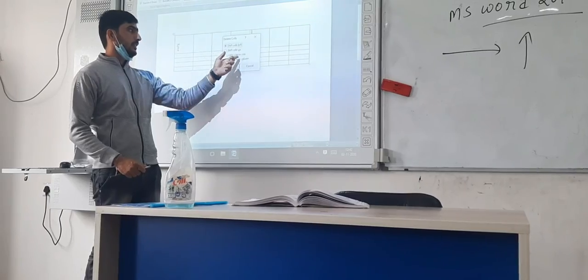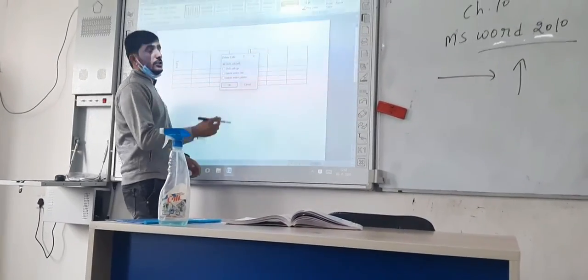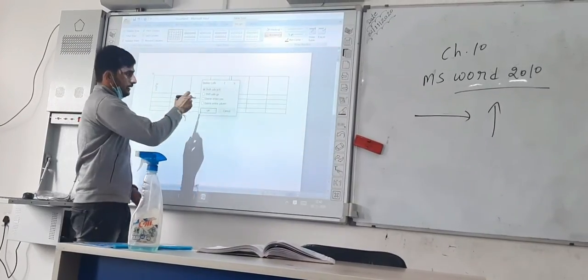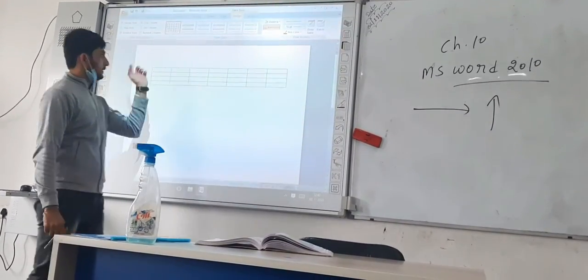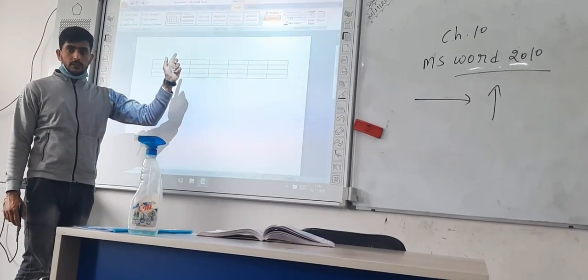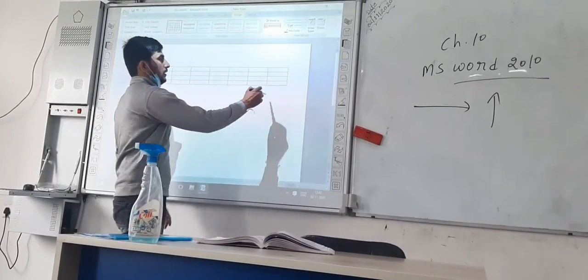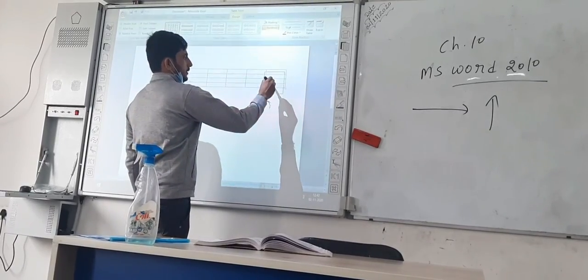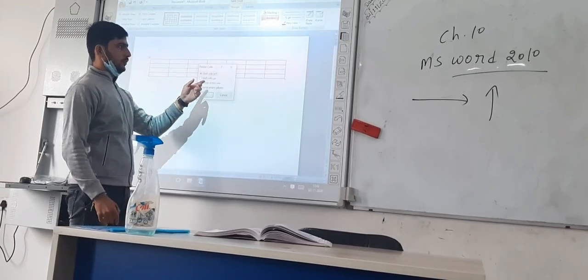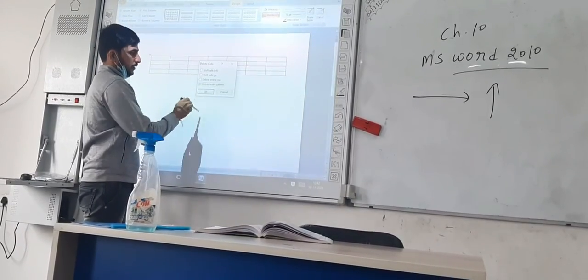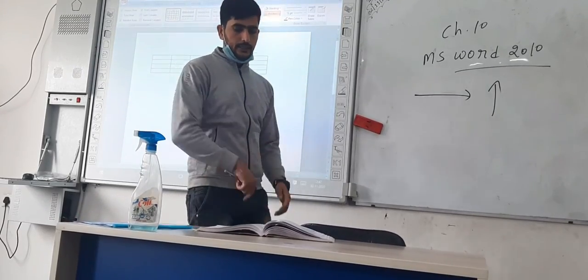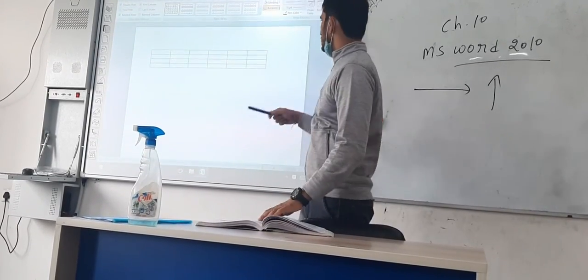Next one is delete entire row. So whichever row you are in, that row will automatically delete. Let's do it. You will see that the upper one is deleted because we had selected the last one, the upper one. Same thing you can do for the column. You will see that the entire column will delete. So these are some options.